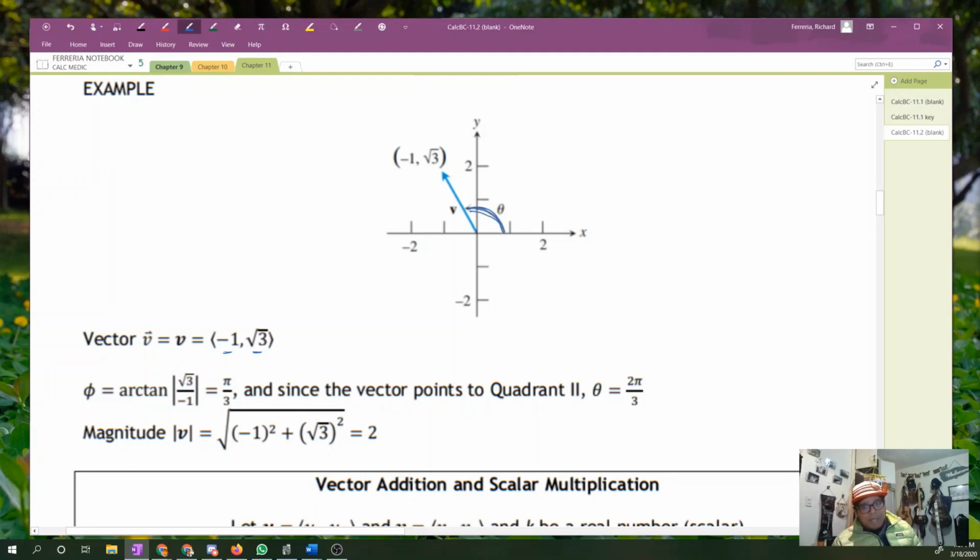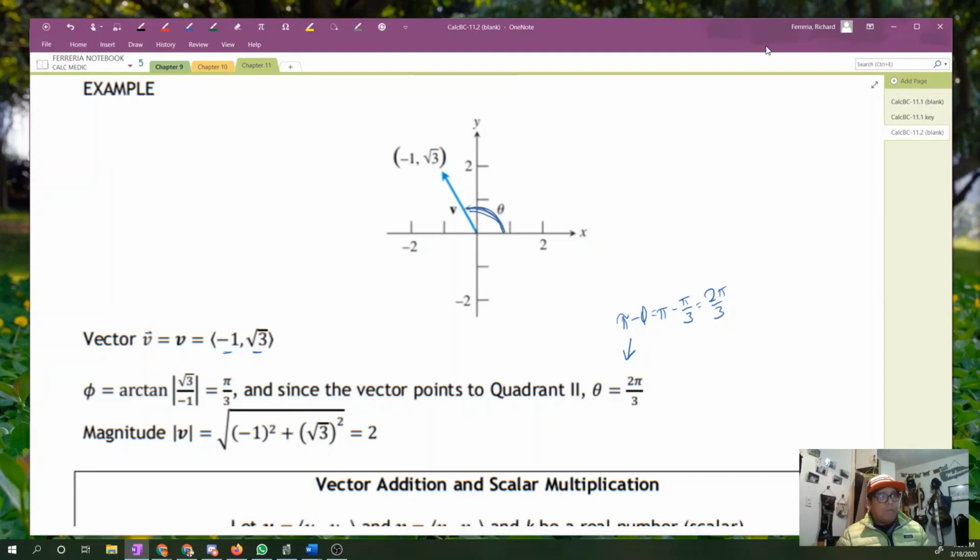That is going to be equal to 2 pi over 3, which is pi minus phi, which is equal to pi minus pi over 3, or 2 pi over 3. So that's where all of that comes in.